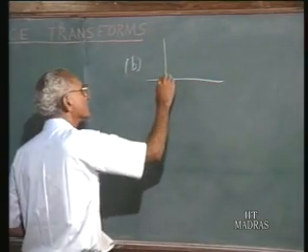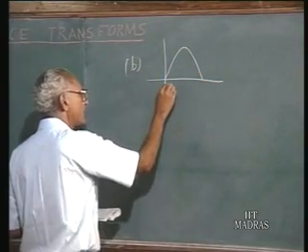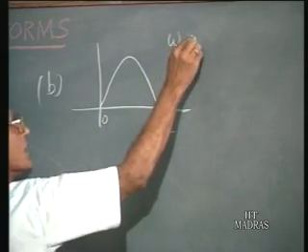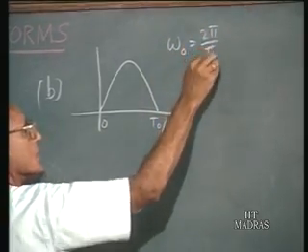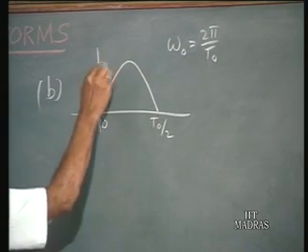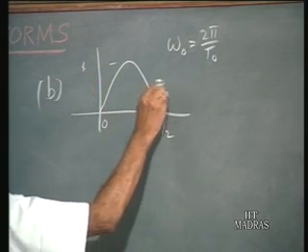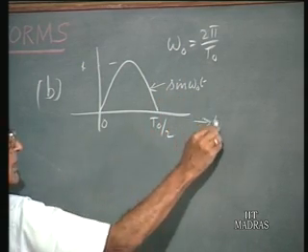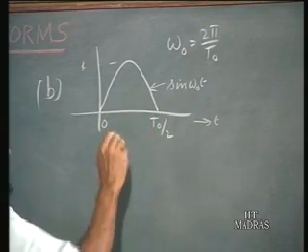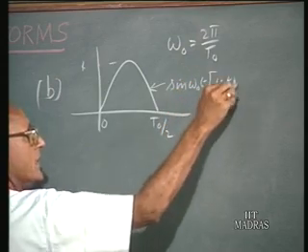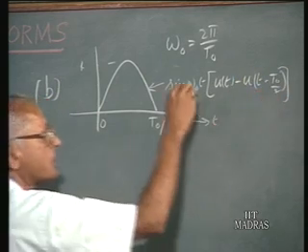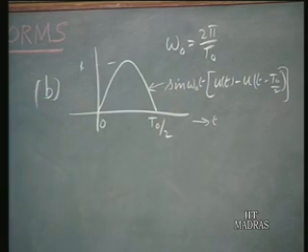B: a single pulse of a sinusoid, from 0 to t naught upon 2, where omega naught equals 2 pi upon t naught. So suppose this is 1, this is sine omega naught t in the interval from 0 to t naught upon 2. So I can write this as u(t) minus u(t minus t naught upon 2). This is something which we already discussed earlier, but we would like to arrive at the result in a different fashion.